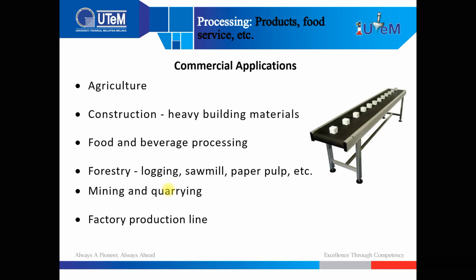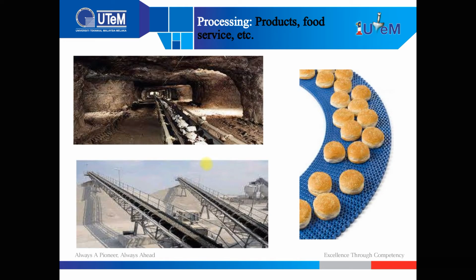For the commercial applications, for example agriculture application, construction, heavy building material, food and beverage processing, forestry, logging, sawmill, paper pulp, and etc., mining and quarrying, factory production line. So as I said before, different applications will have different types of material, different belt design, and also different conveyor system design. Okay, so these are examples in the picture, the example of conveyor application for mining activities, for food transportation activities, for food processors, food service, for example, quarry.